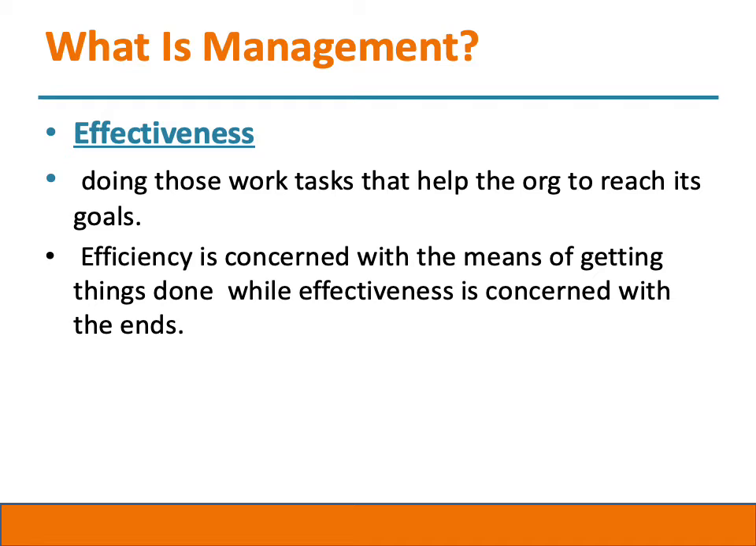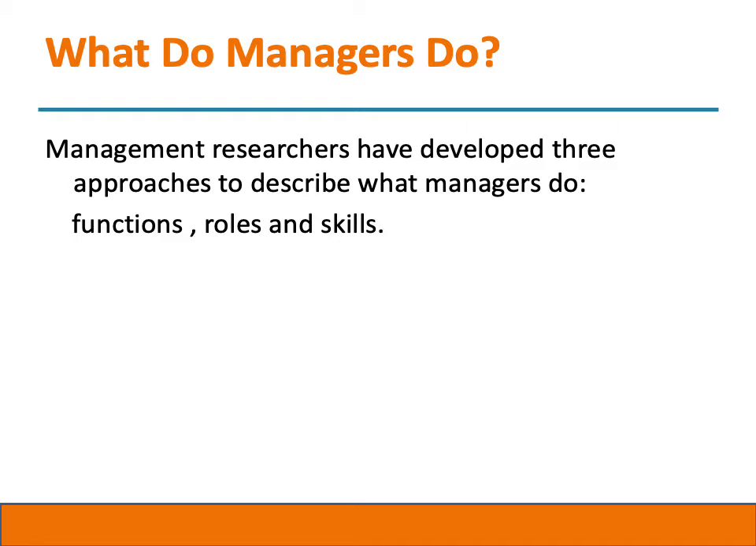Now, what is effectiveness? Effectiveness means doing those tasks that help the organization reach its goal. Efficiency is concerned with the means of getting things done, while effectiveness is concerned with the end of the process. What managers do. Management researchers have developed three approaches to describe what managers do. Managers do first is a function, second is a role, and the third is a skill.